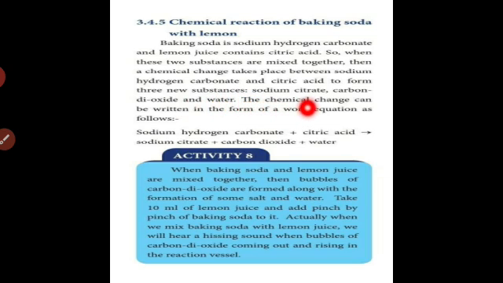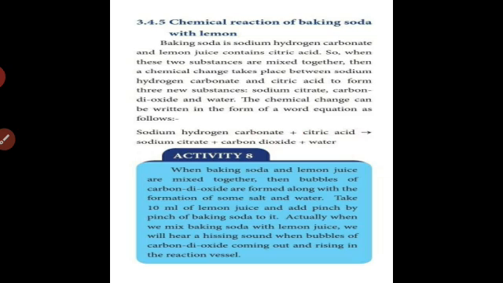The chemical change can be written in the form of a word equation as follows: sodium hydrogen carbonate plus citric acid, citric acid being nothing but lemon juice, gives sodium citrate, carbon dioxide plus water. This is the product we get when we add lemon juice to the baking soda solution.